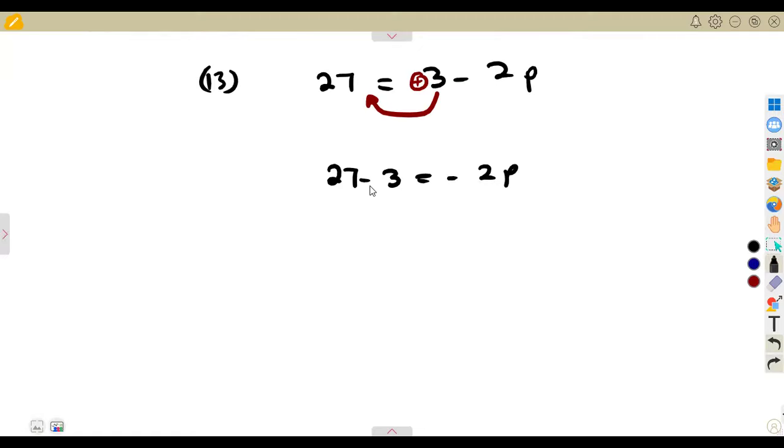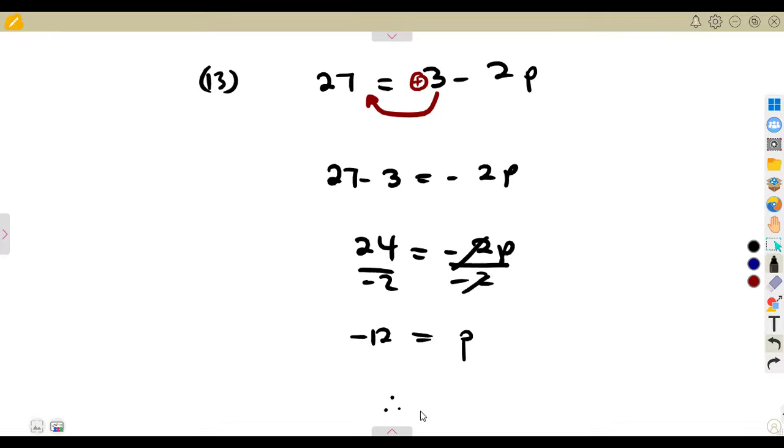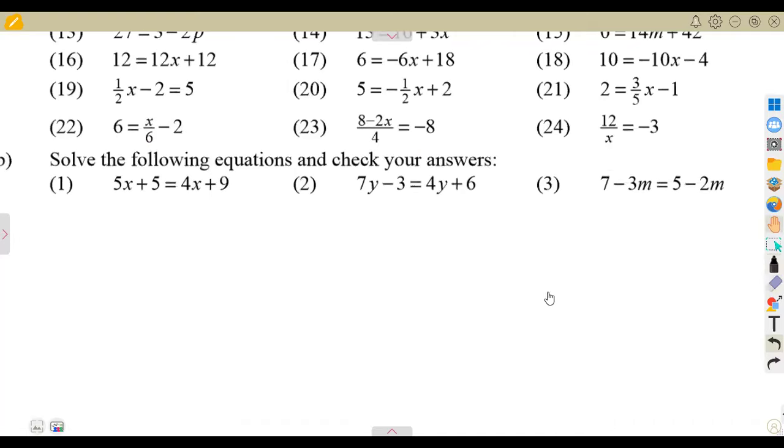27 minus 3, that is going to give us what? 24. So that's 24 is equal to minus 2p. To find p, simply divide by -2 both sides, just like the previous case. 24 divided by -2 is minus 12. So therefore, our p is going to be minus 12. Just like that.